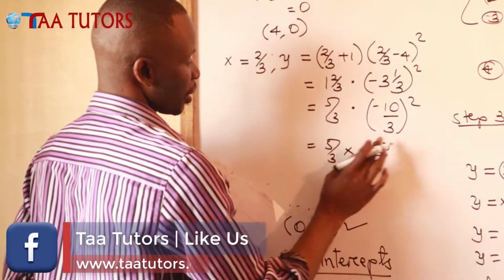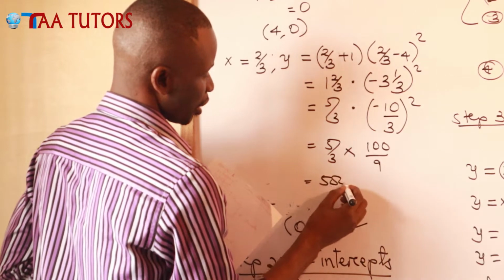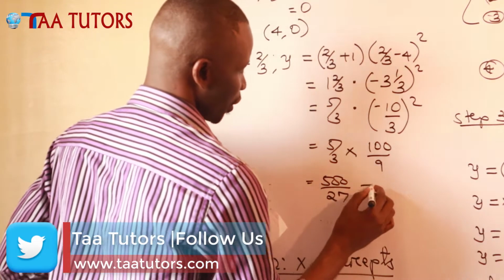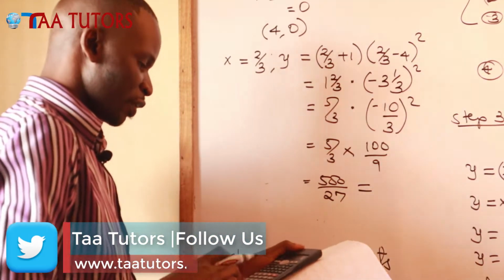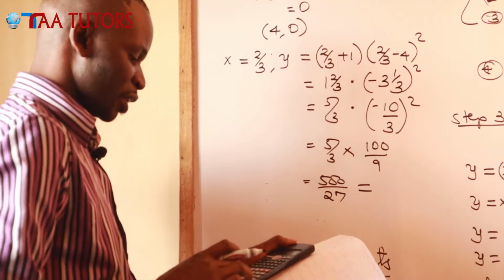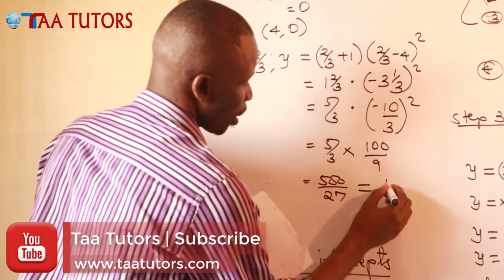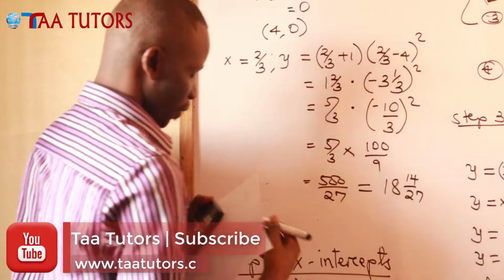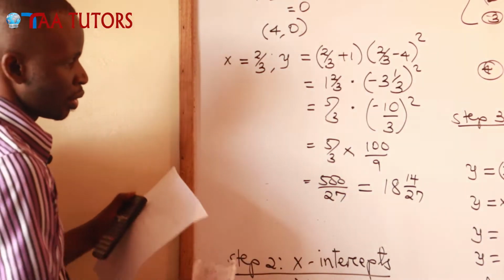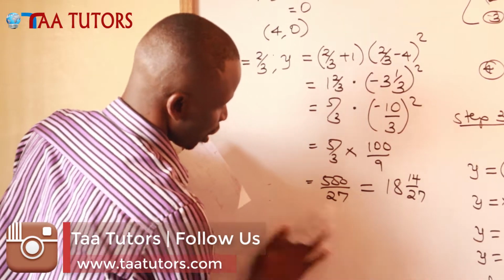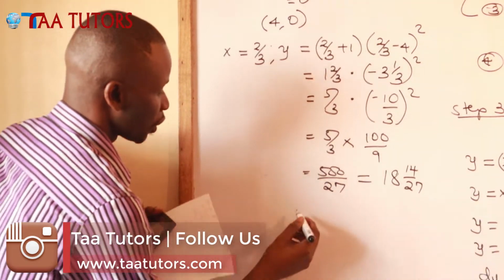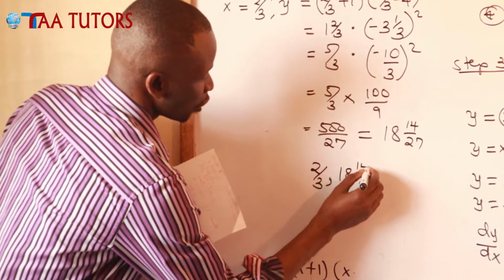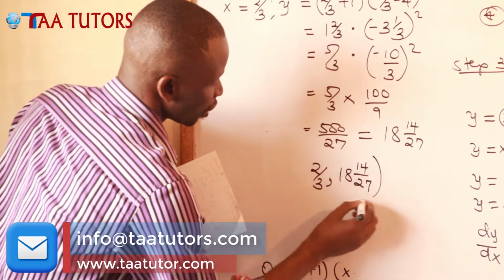100 over 9, we get 500 over 27. So 500 over 27, if we simplify, we get 18 and 14 over 27. So we have the other coordinate. And that coordinate therefore will be x = 2 over 3, y = 18 and 14 over 27.